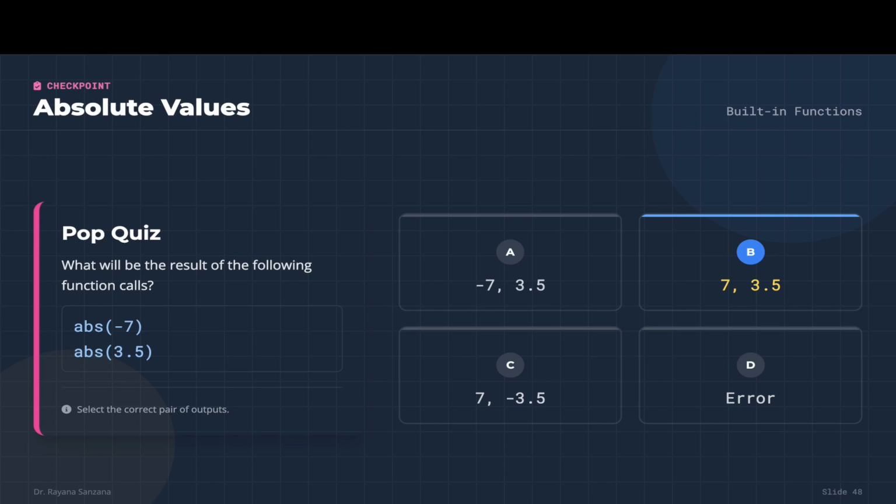Absolute -7, the distance of -7 from 0 is 7. It effectively removes the negative sign. Absolute 3.5, the distance of 3.5 from 0 is 3.5. Positive numbers remain unchanged. This is useful when you need to calculate the difference between two numbers, but don't care which one is larger. For example, finding the gap between two ages.